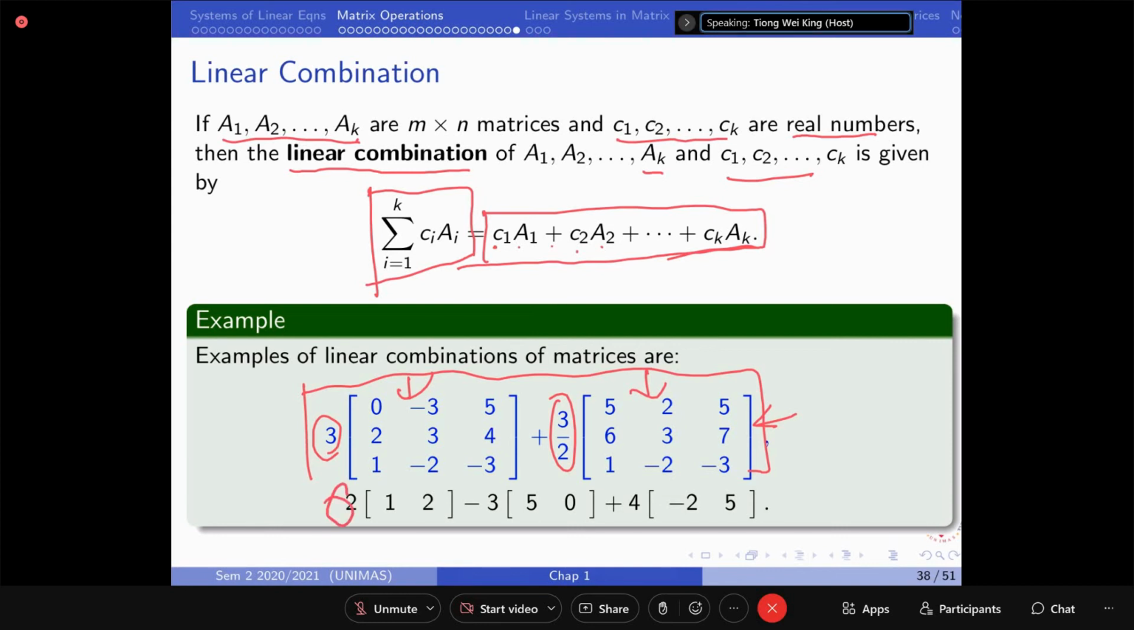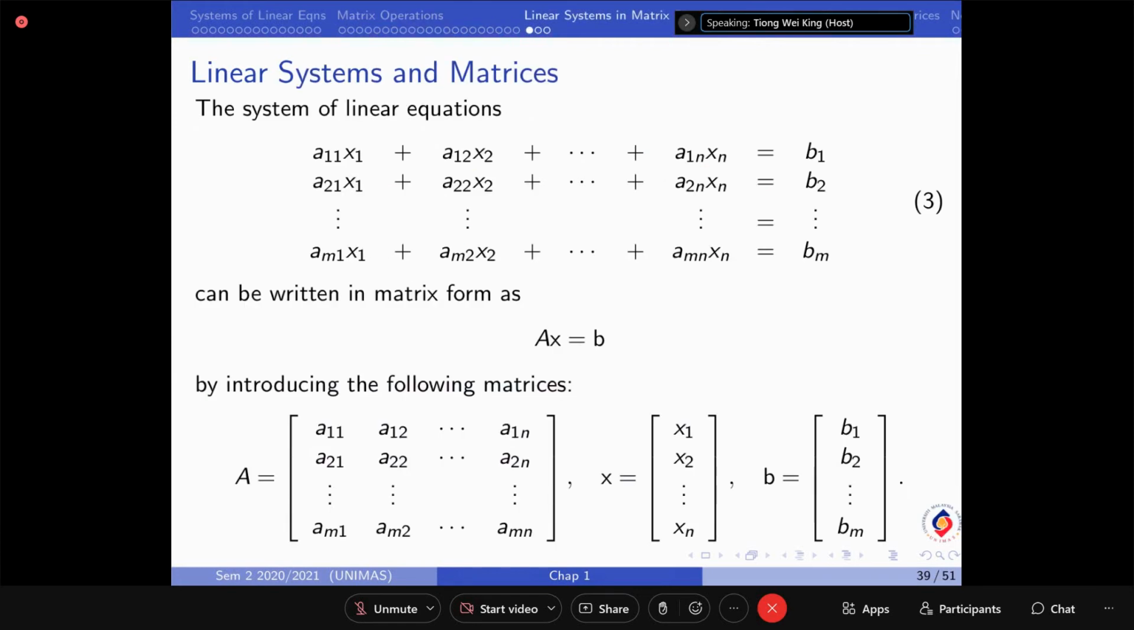The second one: this is a real number and this is a row matrix. Real number, row matrix, plus real number, row matrix. This is also a linear combination. The sign here doesn't matter even though this is a minus. In terms of the formula here, you can say that the value of C is minus 3. Basically you have a plus here. So anything in this form is called a linear combination. You just need to remember that.